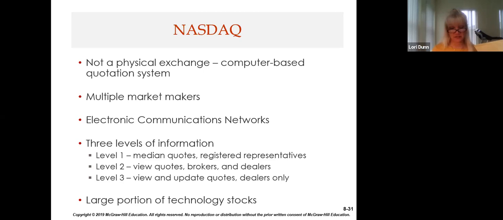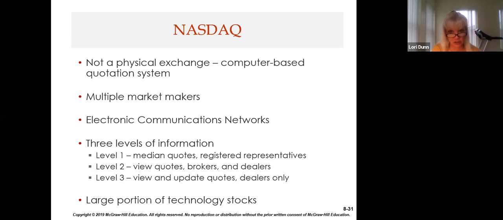There's three levels of information that a person can get on and about the NASDAQ. So you could get this on the internet. The first is just quotes. That's level one. Level two, you view quotes, brokers, and dealers. So in level one, you're just getting accurate price quotes. But in level two, you're seeing more information. You're seeing information from the market maker quotes, what we call inside quotes, the highest and lowest bids and offerings.